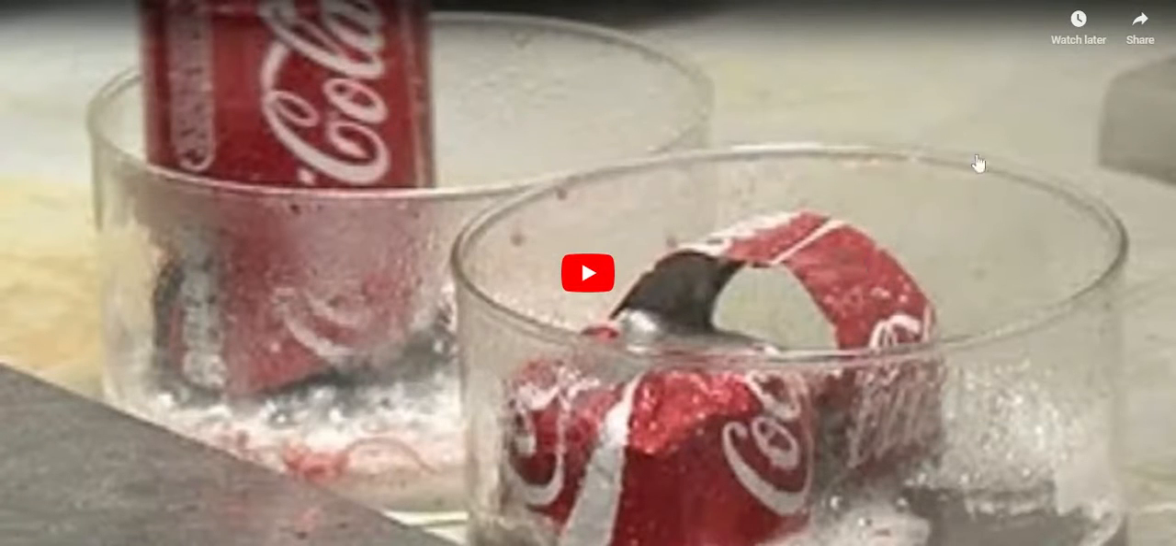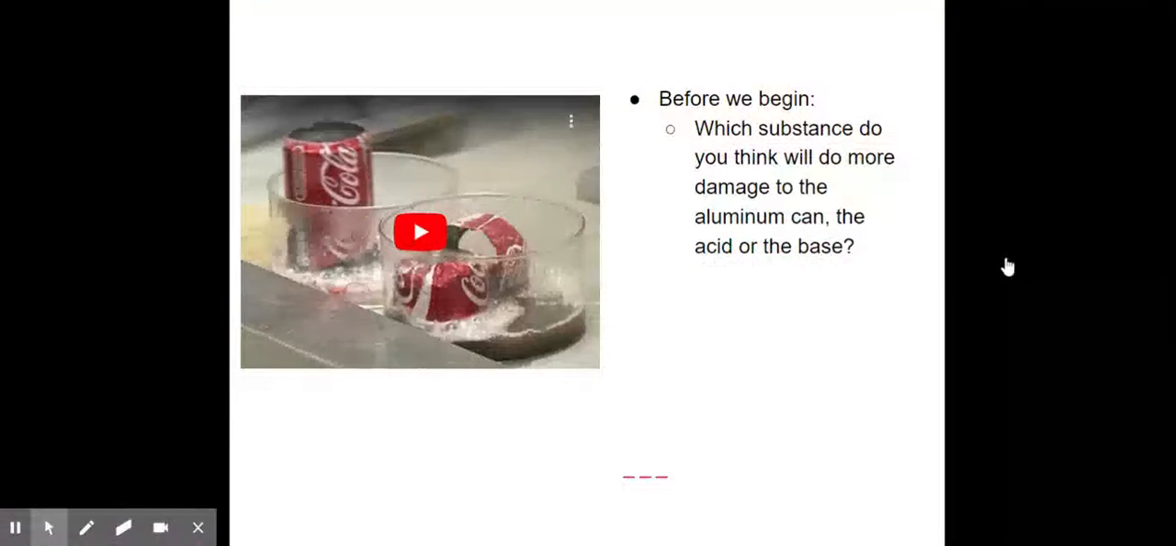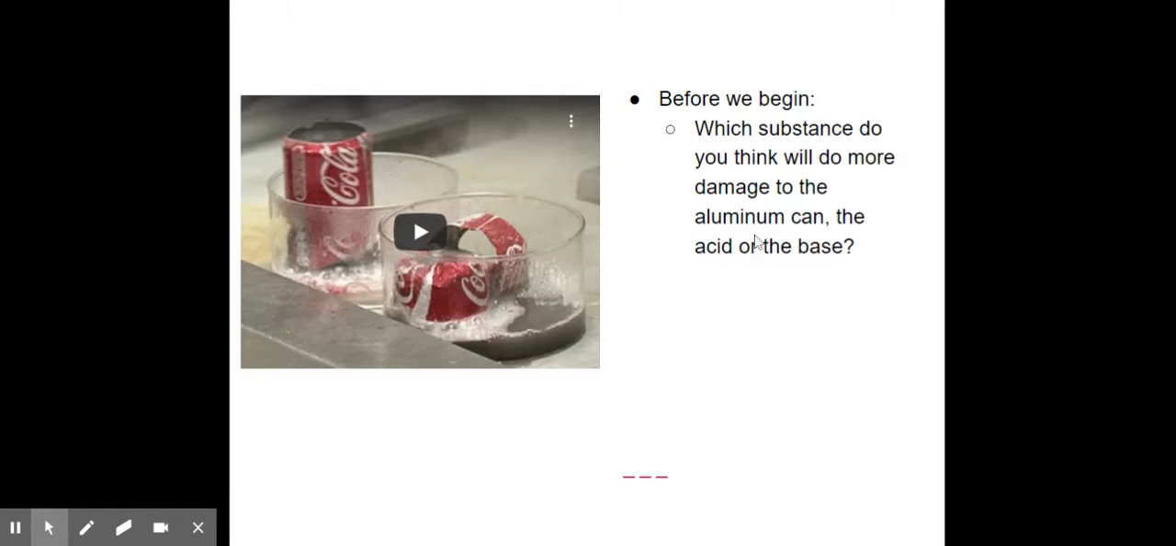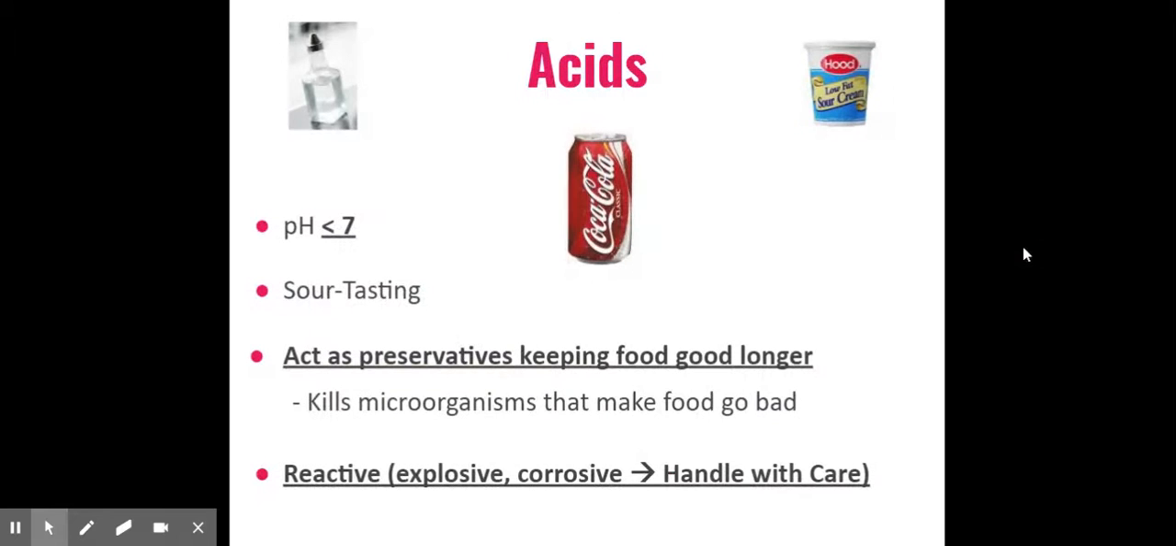Great. So was anybody surprised by what happened with the Coke can? Were we expecting the acid to do more damage to the Coke can than the base did? Is the question that we're asking here. It shouldn't surprise you to learn that acids and bases can both be equally damaging in the right amount, in the right quantity. And that's something that we're going to explore more as we get more information about acids and bases. So, first things first, what is an acid?